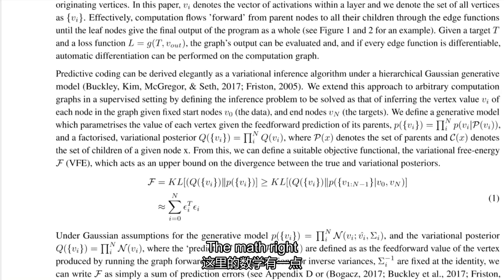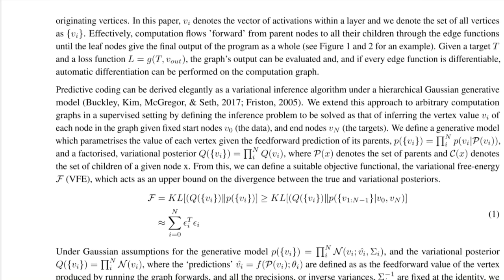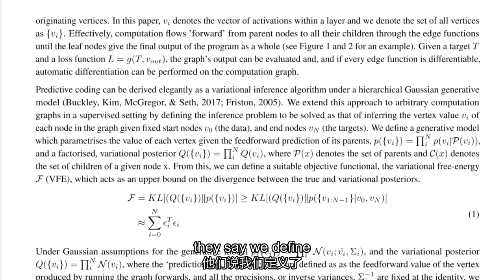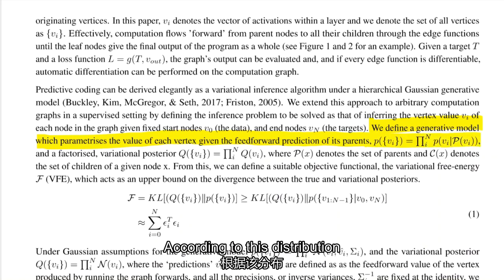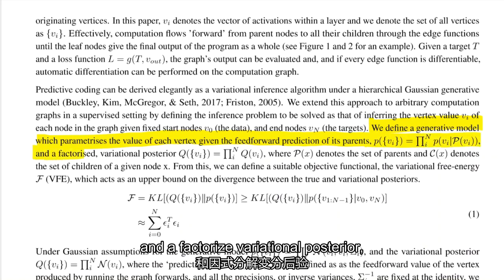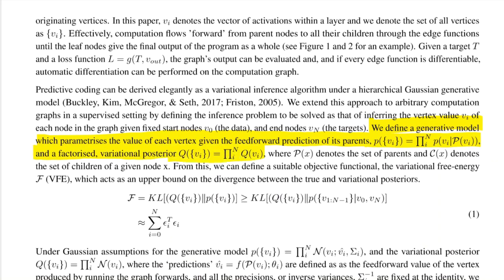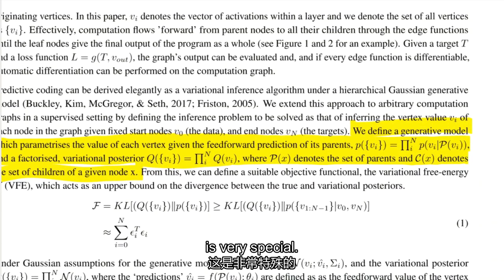The math right here, you have to think a little bit differently than you do in backprop. So first of all, they say we define a generative model which parameterizes the value of each vertex given the feed-forward prediction of its parents according to this distribution, and a factorized variational posterior, where P denotes the set of parents and C denotes the set of children of a given node X. So this is very special.